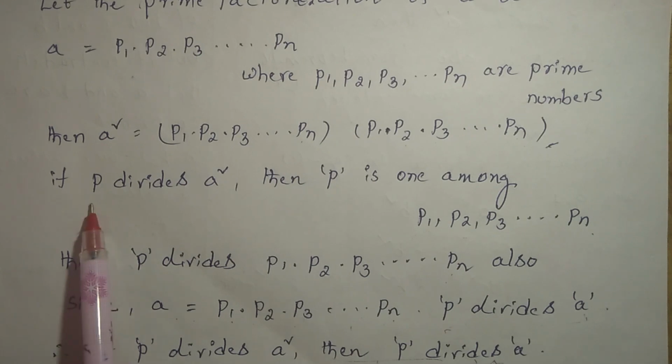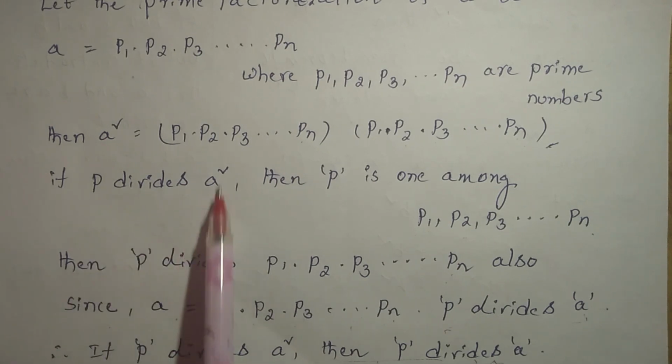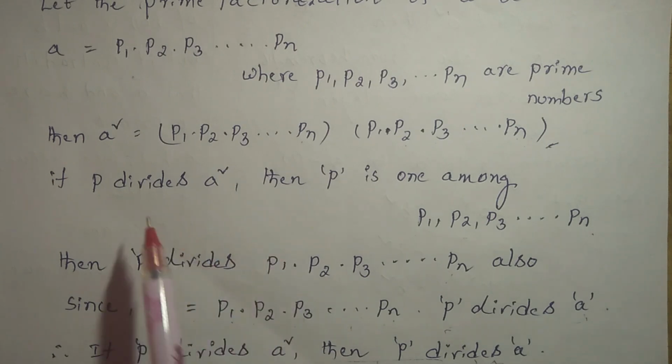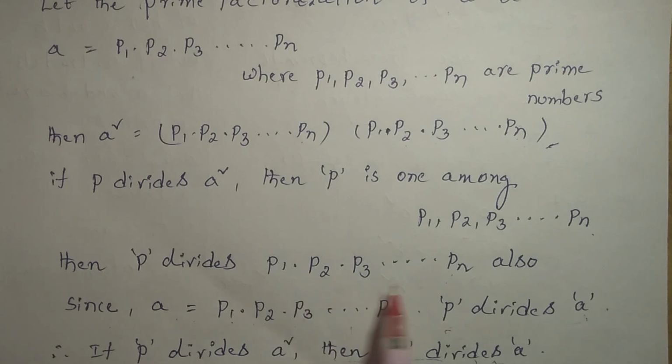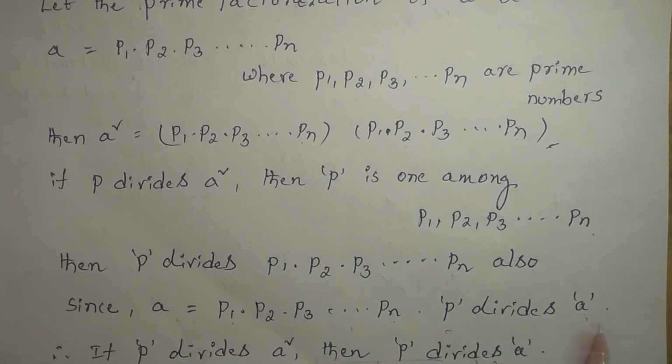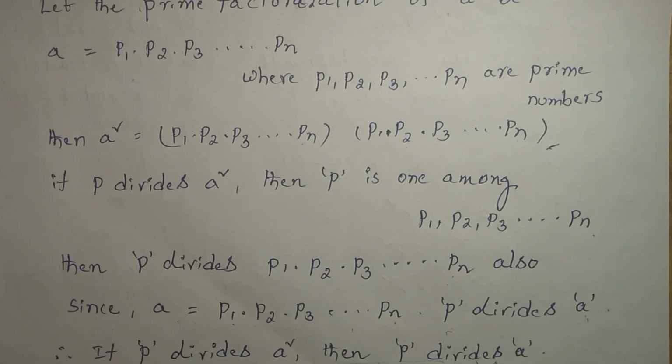What is given? p divides a square. It is given in our statement. Then p is one among the prime factors p1, p2, p3 up to pn. So p is one among the factors of p1, p2, p3 up to pn. Then p divides p1, p2, p3 up to pn also. Since a equals p1, p2, p3 up to pn, p divides a. Therefore, if p divides a square, then p divides a.